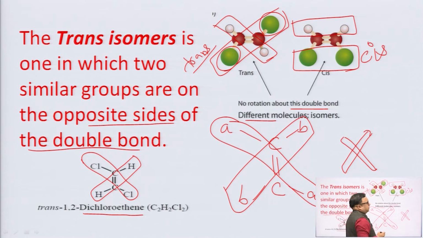So, if the substituents are present on the opposite side of the double bond, they are considered as trans. If they are present on the similar side of the double bond, they are considered as cis. What makes the difference here are the words similar side and opposite side. If they are present on the similar side, we call it cis. If they are present on the opposite side, we call it trans. I hope you understand what the trans isomer and the cis isomer are.